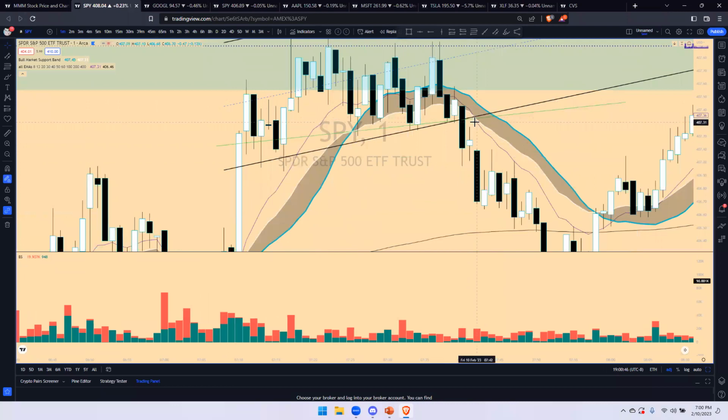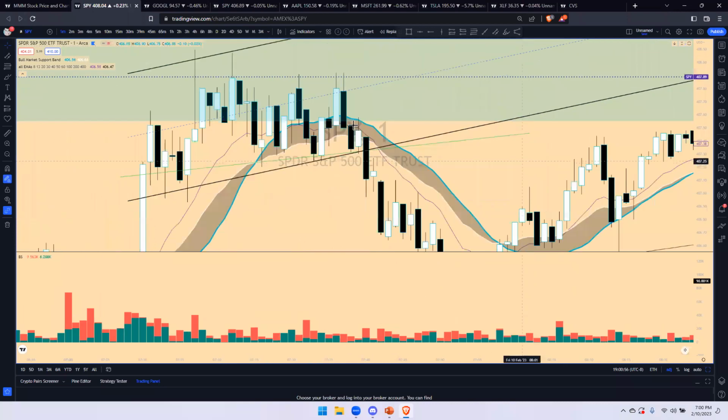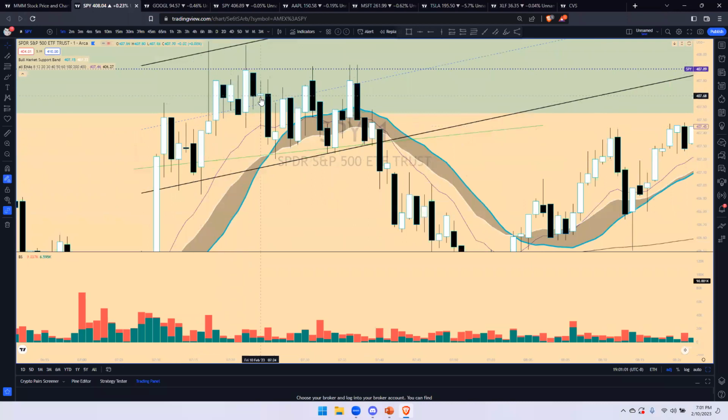See the 20 SMA crossing the 13. That's a good A+ setup, because look at it, it had so much trouble in the zone. Again, if you couple this with supply and demand, you're really getting paid. See, it had trouble getting through this zone.